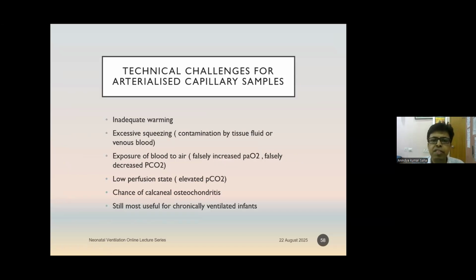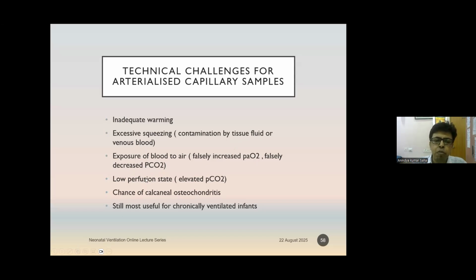There are some technical challenges for this capillary sample. If there is inadequate warming, that will give poor tissue perfusion, which will give falsely elevated PCO2. If there is exposure of blood to the air, that will increase PaO2 or falsely decrease PCO2. There is a chance of calcaneum injury, and if we excessively squeeze it, there will be contamination by tissue fluid or venous blood.